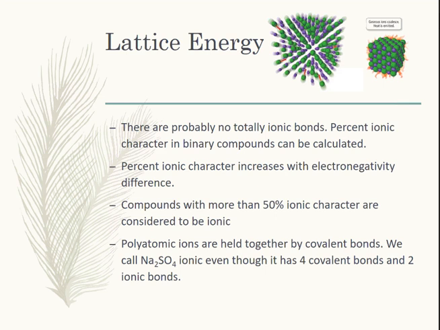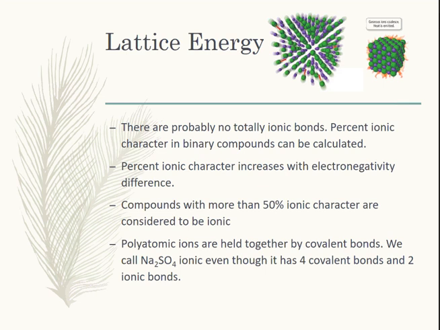It's important to have a basic idea here that there's no such thing as a totally ionic bond. There's something called percent ionic character, and that's a function of the degree of pull across a bond. And we won't discuss percent ionic character explicitly, but it is a relevant topic going forward in your chemistry learning. It just won't be a part of this course. Essentially, as you increase electronegativity difference, ionic character increases. That doesn't mean it's an ionic bond, but the ionic character increases. Compounds of more than 50% ionic character are considered to be ionic.